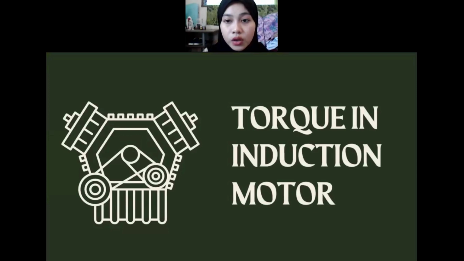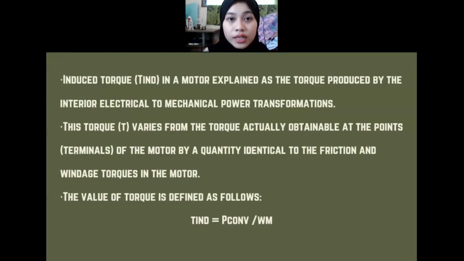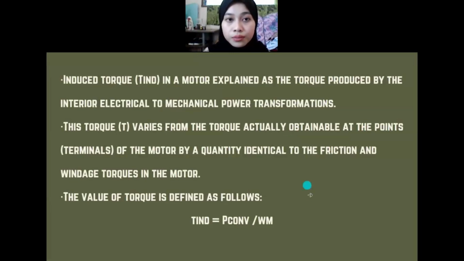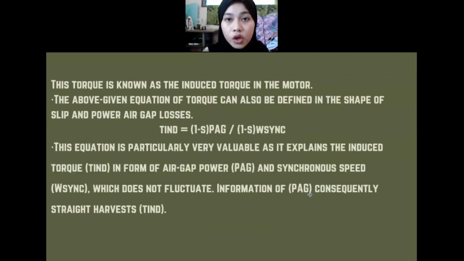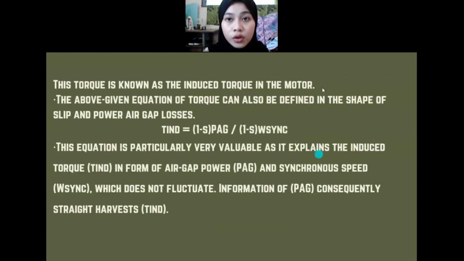Next, we will see the torque in an induction motor. Induced torque in a motor is defined as the torque produced by the internal electrical to mechanical power conversion. This torque differs from the torque actually available at the terminals of the motor by an amount equal to the friction and windage torques in the motor. The value of torque is defined as follows. This torque is known as the induced torque in the motor.